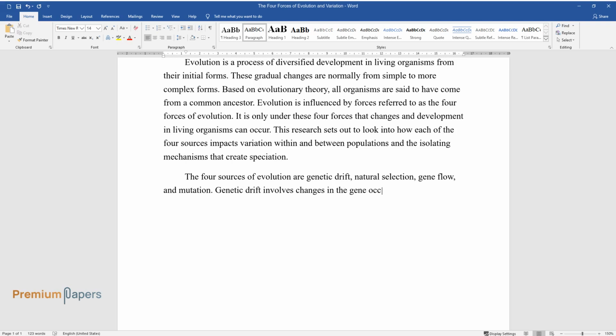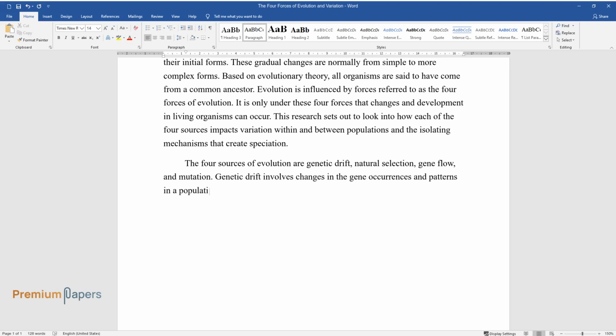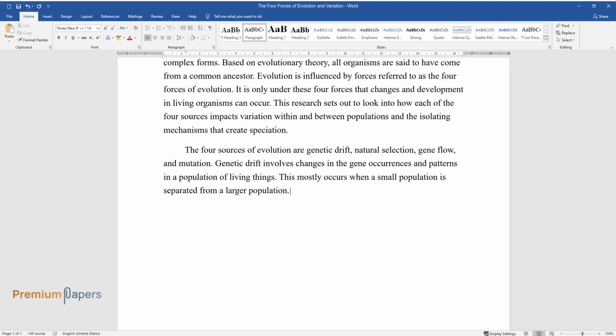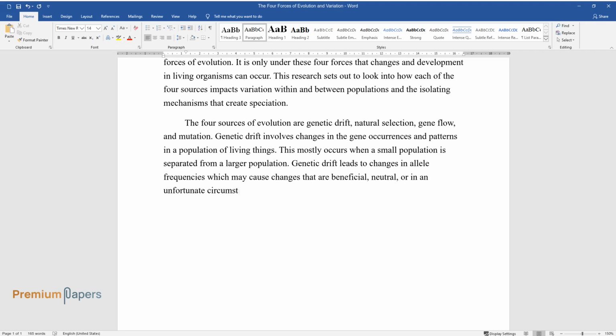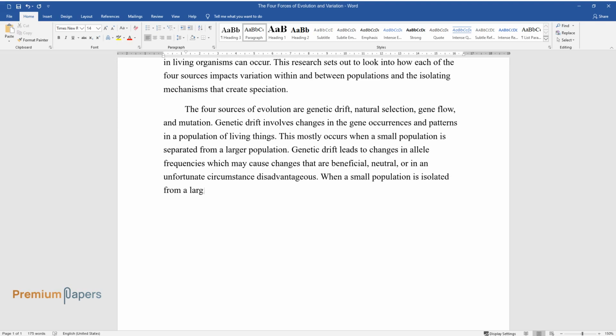Genetic drift involves changes in the gene occurrences and patterns in a population of living things. This mostly occurs when a small population is separated from a larger population. Genetic drift leads to changes in allele frequencies, which may cause changes that are beneficial, neutral, or, in an unfortunate circumstance, disadvantageous.